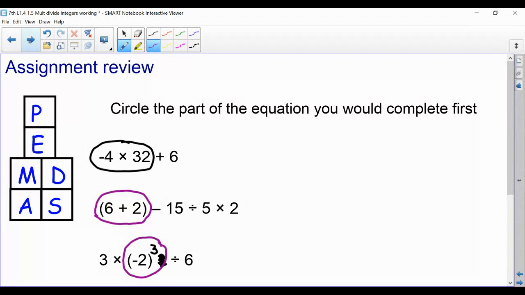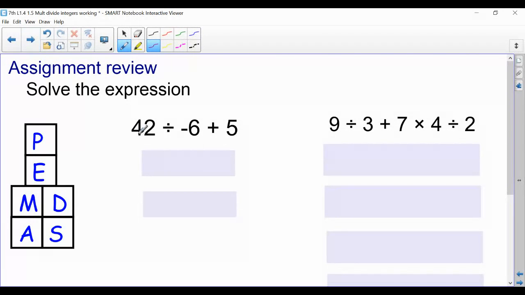Then you had to solve two problems. Our first one was 42 divided by -6 plus 5. There's no parentheses, no exponents. There is multiplication or division. So 42 divided by -6 is the first part that needs to be solved. 42 divided by 6 is 7. Positive divided by a negative is negative. And then we bring down plus 5.